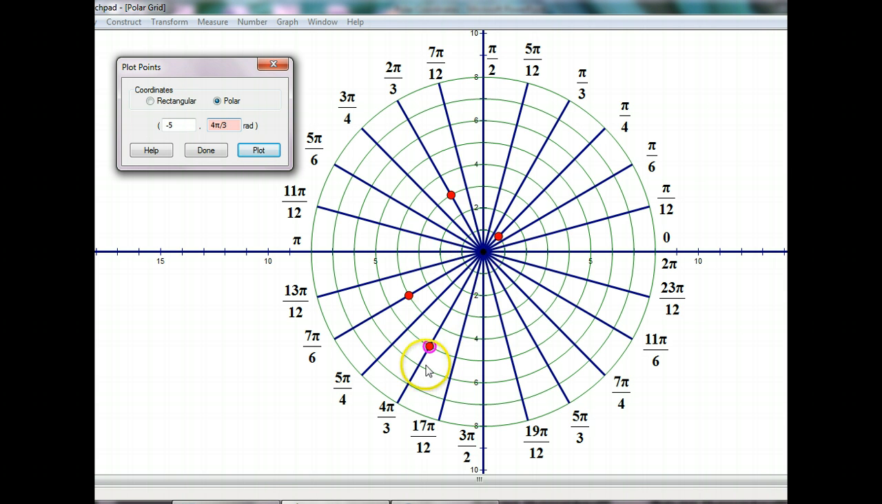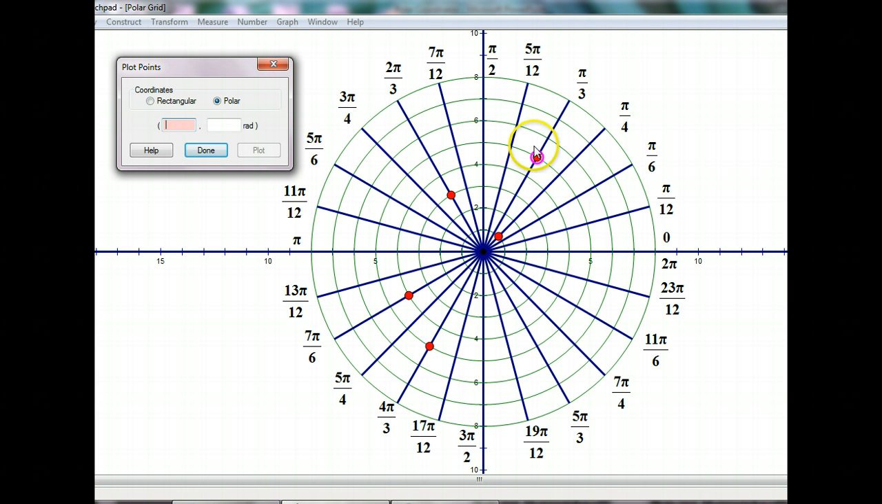So if we're at 4 pi over 3 and we want to be on the negative side of the pole, that's actually going to put us on the pi over 3 line. So we're here at this point. So already you can start to see that these points can be labeled in many different ways. For instance, this point, which we just plotted at negative 5 and 4 pi over 3, could also have been positive 5 and pi over 3. So there's lots of different ways to name them.